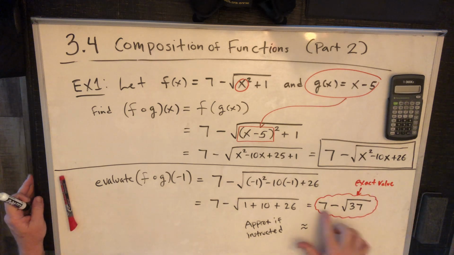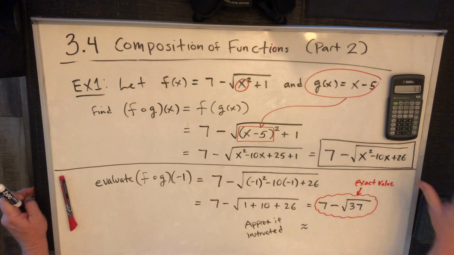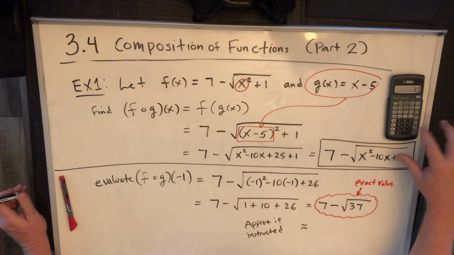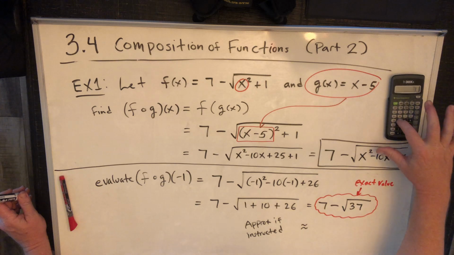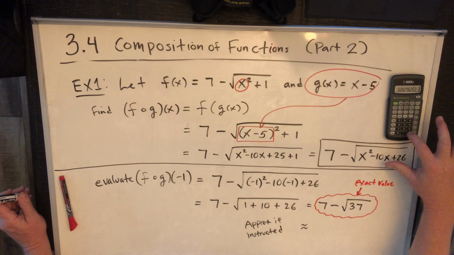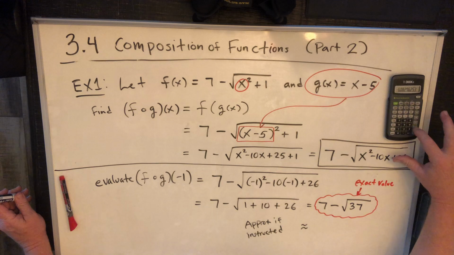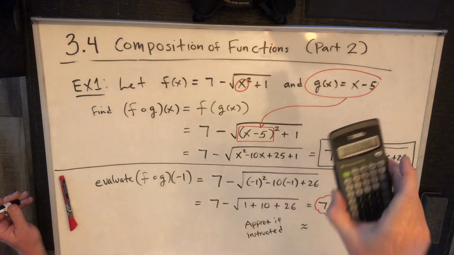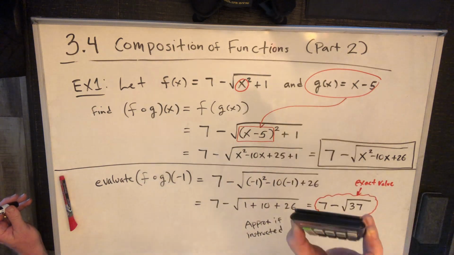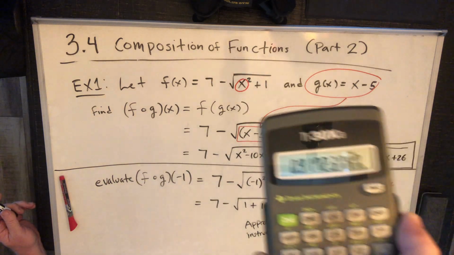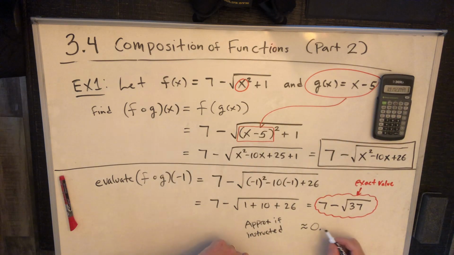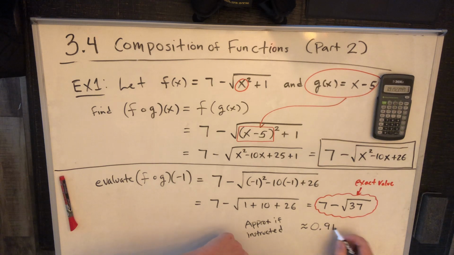For the exact value, we're done. 7 minus the square root of 37 is the result. For the approximate value, I'll do the square root of 37 first, and then I'll subtract 7. So we're going to get 0.91723.